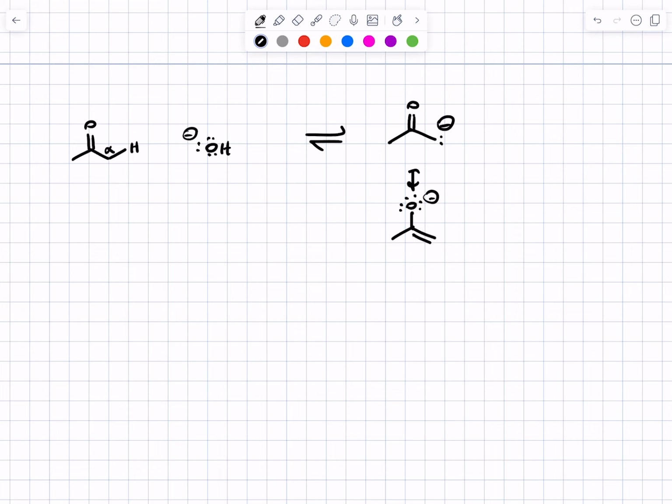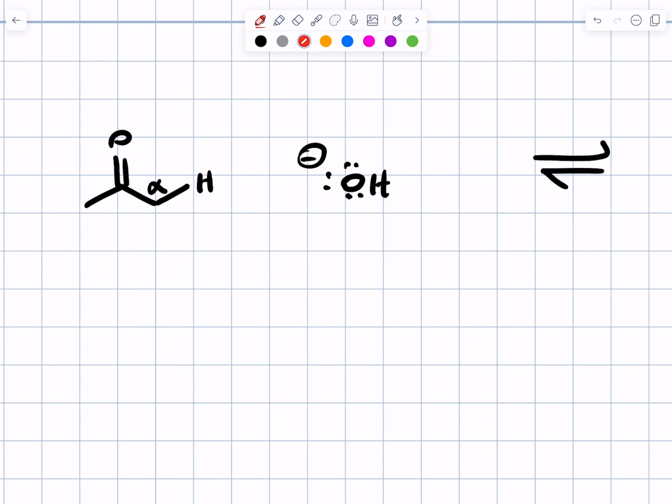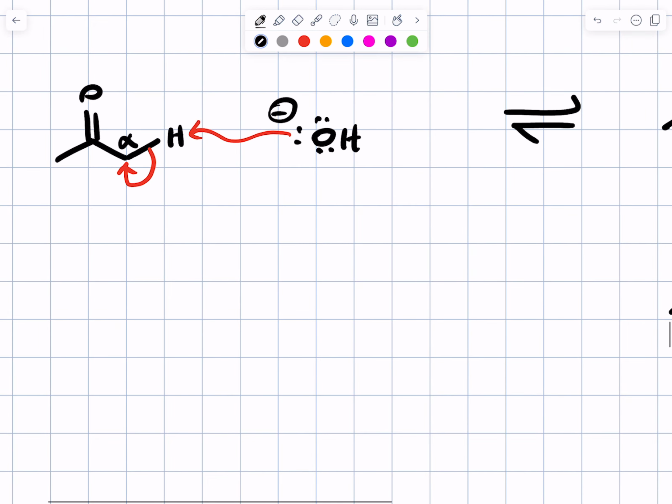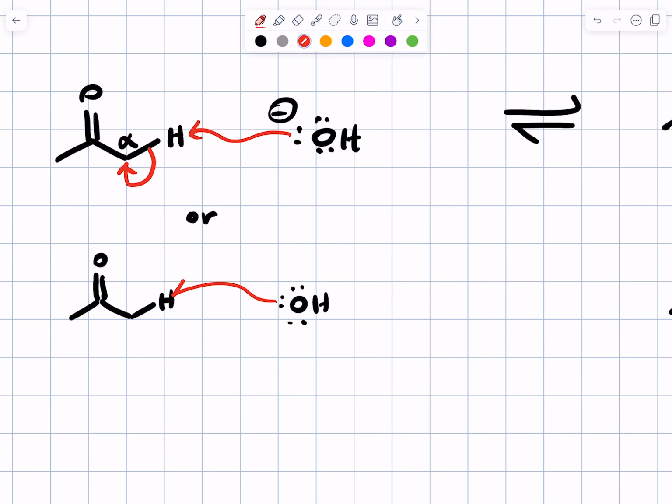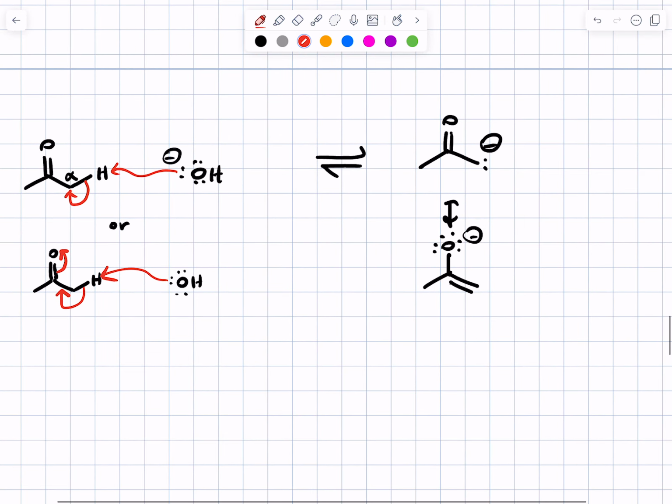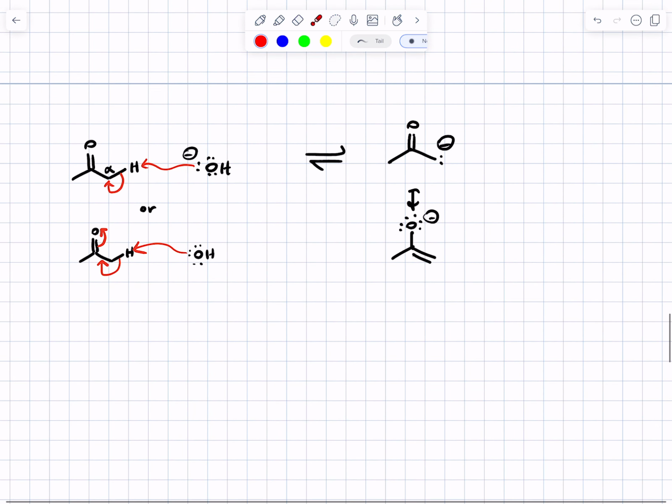If you're drawing a mechanism to show an enolate forming, you can do that in one of two ways. You can remove the proton and have the negative charge go on the alpha carbon, which leads to one of the resonance structures of the enolate. Or alternatively, you can draw removal of the alpha proton, electrons kick over to form a pi bond, and electrons move from the carbon-oxygen pi bond out onto the oxygen. Either of those options leads to either of these two resonance structures, both of which are acceptable.